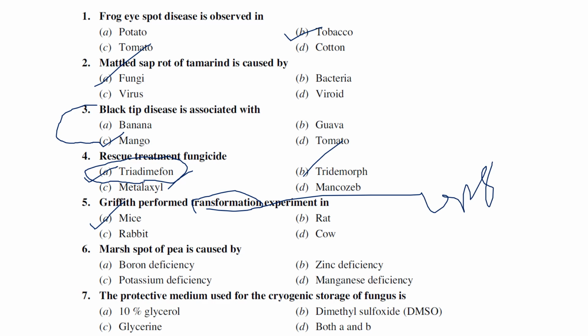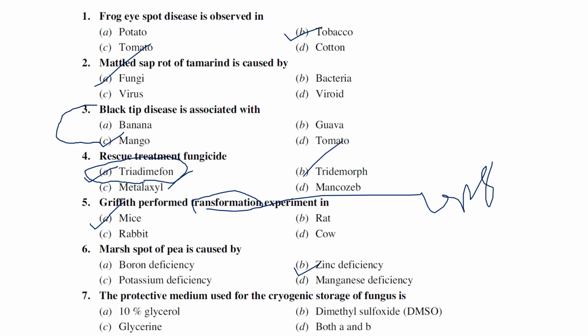Pneumonia. And the next one is marsh spot of pea is caused by. So it is generally a zinc deficiency. Marsh spot of pea, little leaf of rice, Khaira disease, white bud of maize. These are all caused by zinc deficiency only.